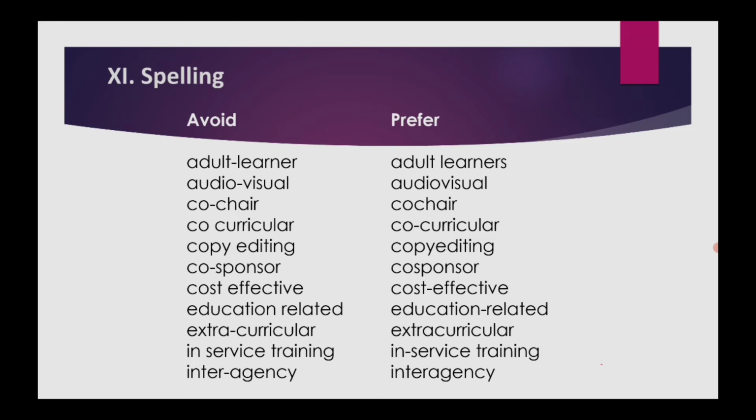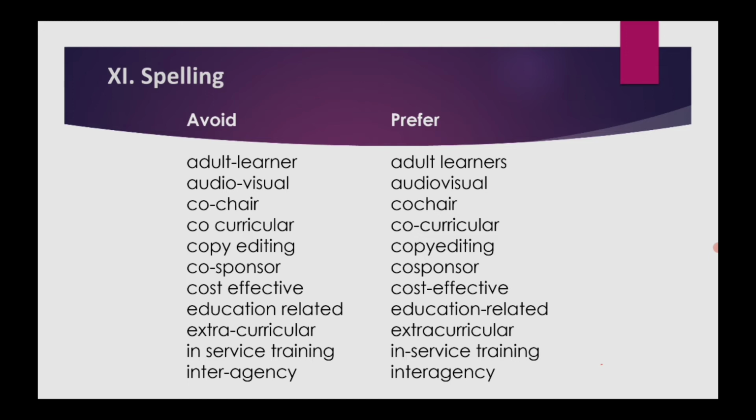Instead of saying adult learner, use adult learners. Audiovisual without hyphen. Cochair without hyphen. Co-curricular, instead of separating, combine and put a hyphen. Copyediting, use it as one word. Cosponsor, one word. Cost-effective with hyphen. Education-related with hyphen.